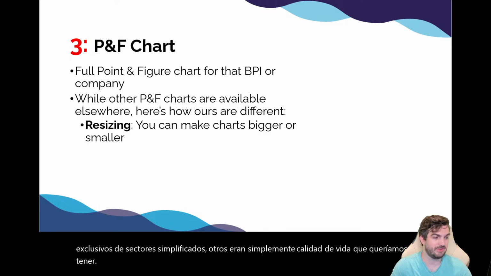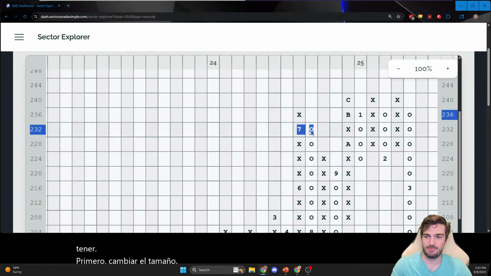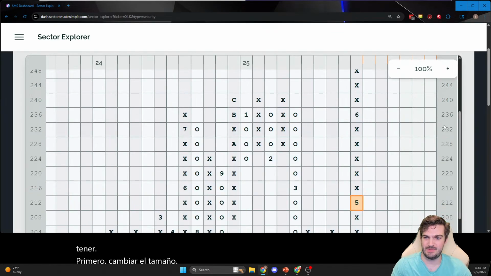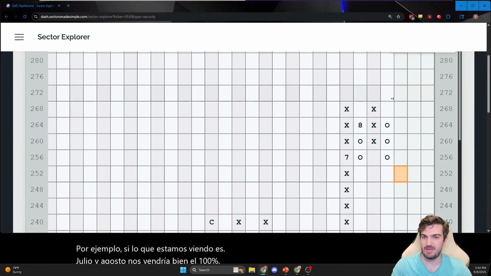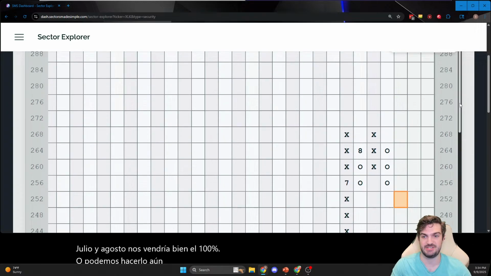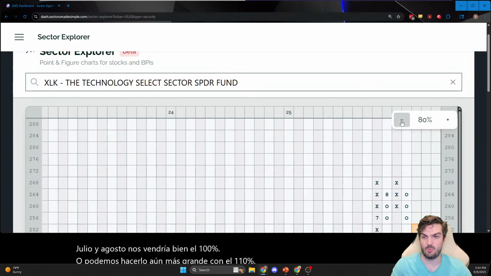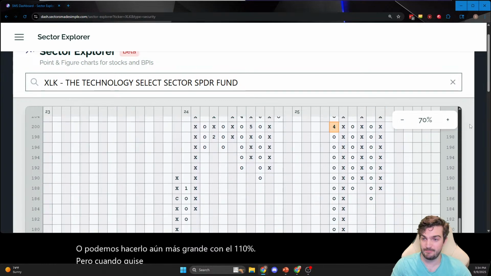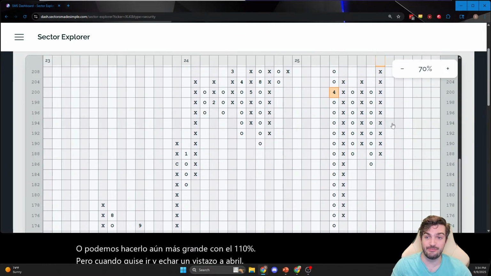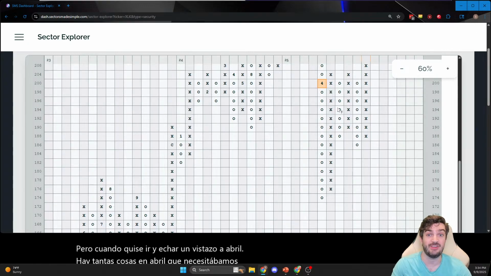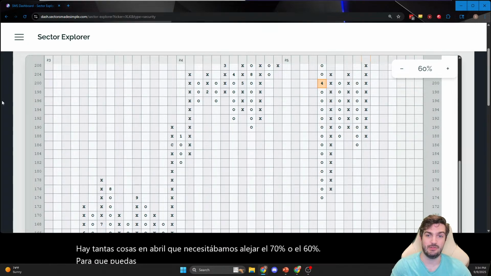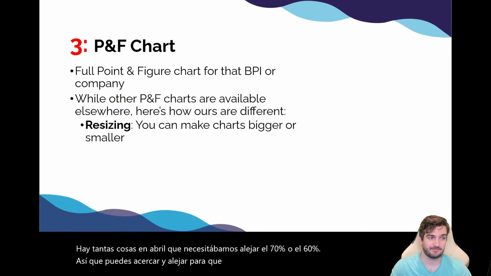First, resizing. For example, if what we're looking at is July and August, we could use 100%, or we can make it even bigger with 110%. But when I wanted to go and take a look at April, there's so much stuff in April that we needed to zoom out to 70% or 60%. So you can zoom in and out to make looking at the chart easier.